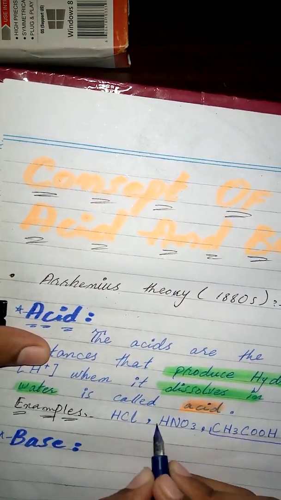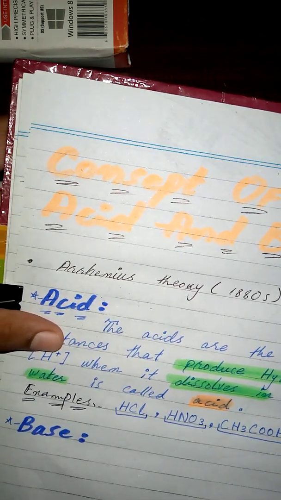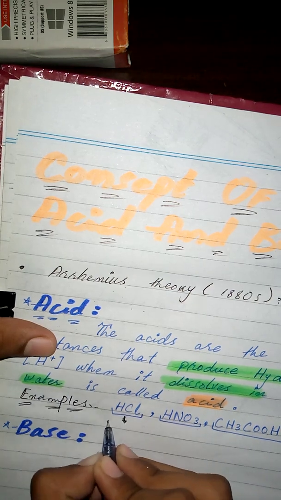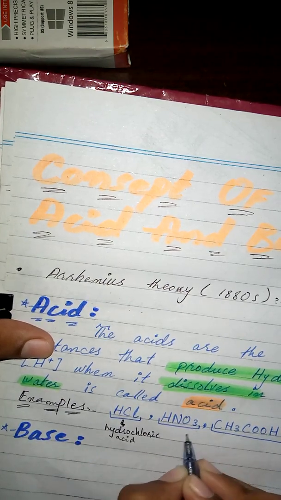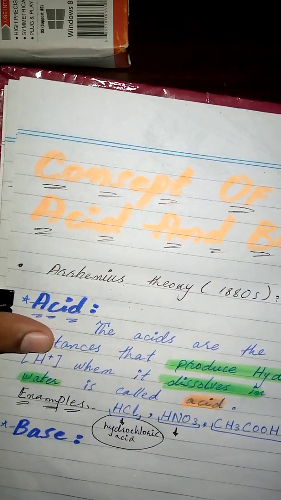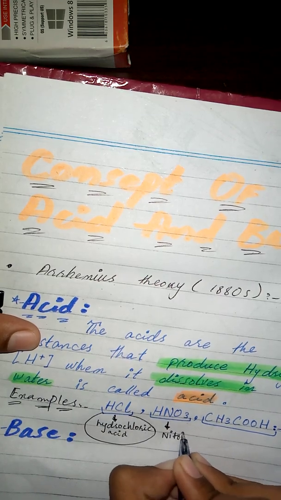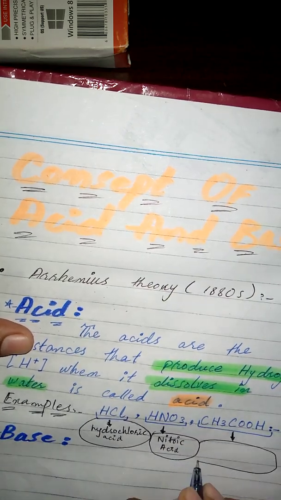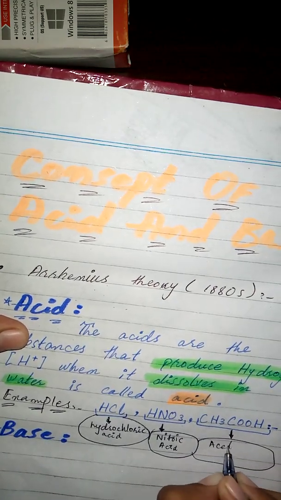I have given three examples here that are the acids. These examples are given by the Arrhenius theory. First of all, we are having HCl, this is known as hydrochloric acid. Then we are having HNO3, that is nitric acid. After that, third one, CH3COOH, that is acetic acid.